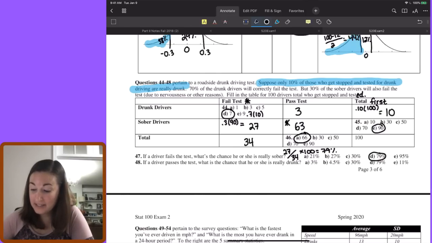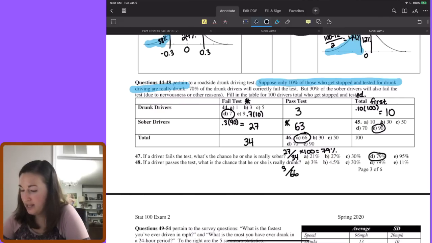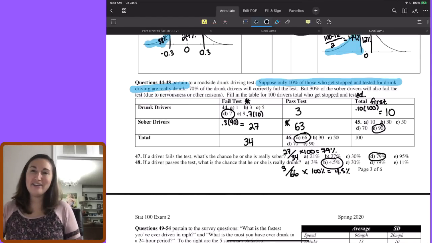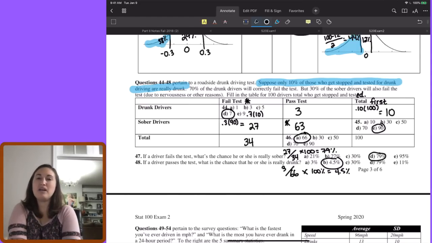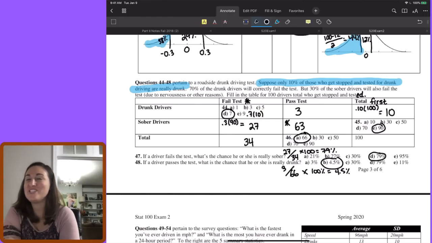It says if a driver passes the test, so we know they're one of these 66 who passed the test, what's the chance that he or she is really drunk? So if they pass, only 3 of them are drunk. So that ends up being 4.5%. If we do 3 over 66 times 100, I get 4.5%. So I like doing the tables just because then you can answer the questions really quickly. You could also check your work with Bayes' rule if you're into that. That works as well.